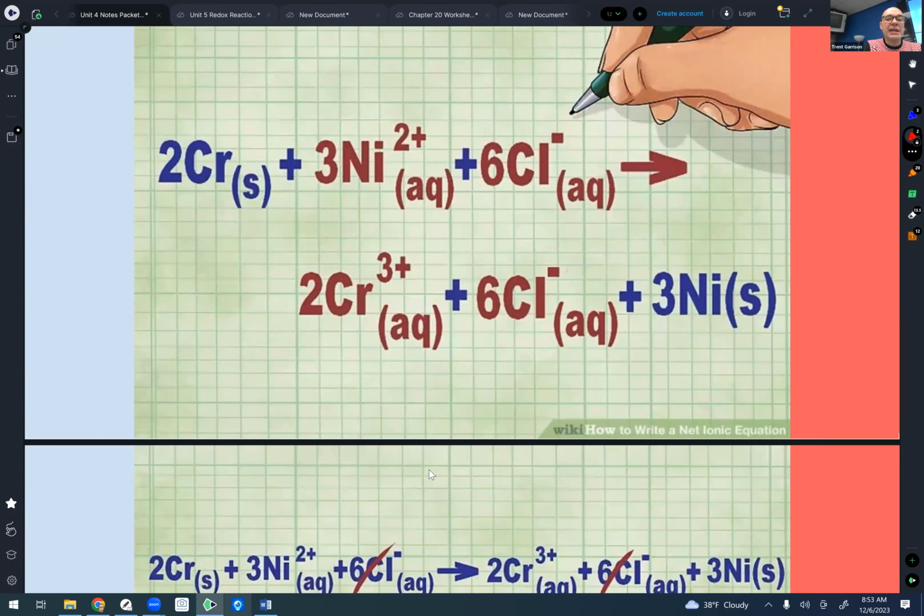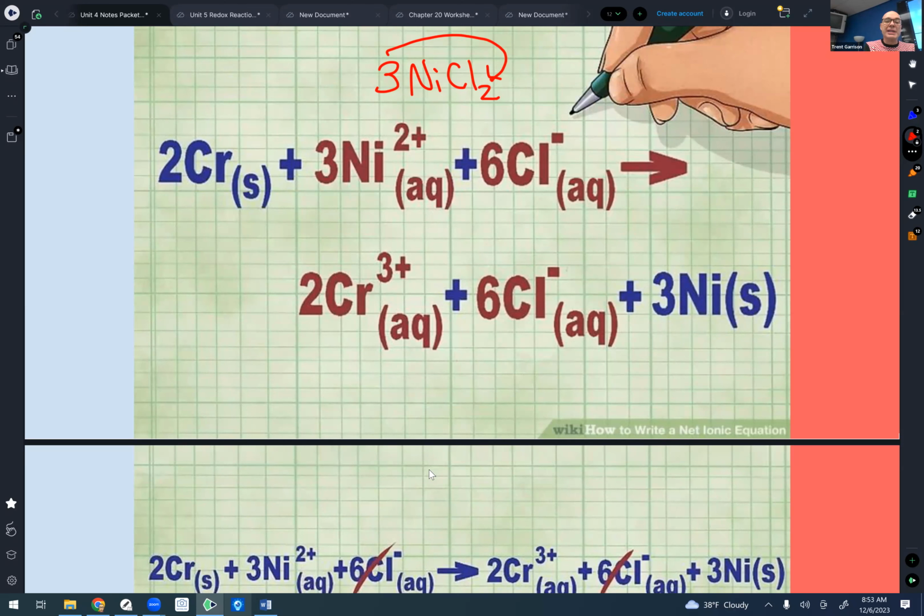It was 3 nickel chlorides. Notice how I rewrite it, though. I don't write it as 3 Cl2s. When it dissociates, each individual chlorine separates into an individual ion. So we have a total of 3 times 2, which is 6 chlorines. Now, the nickels, they didn't do anything special. That's very easy for us.